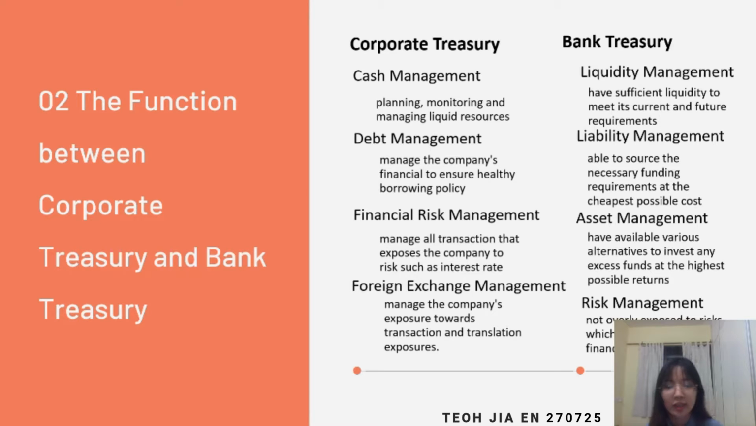The next is asset management, which means the function of treasury management in banking is to make sure they have various alternatives available to invest asset funds at the highest possible returns in order to achieve profitability, which means profit. For the last function, the bank treasury is responsible for knowing its risk exposure to risks which could erode its financial strength, which means reducing the risk faced by the bank institutions. So that is all for the functions of the corporate treasury and bank treasury.